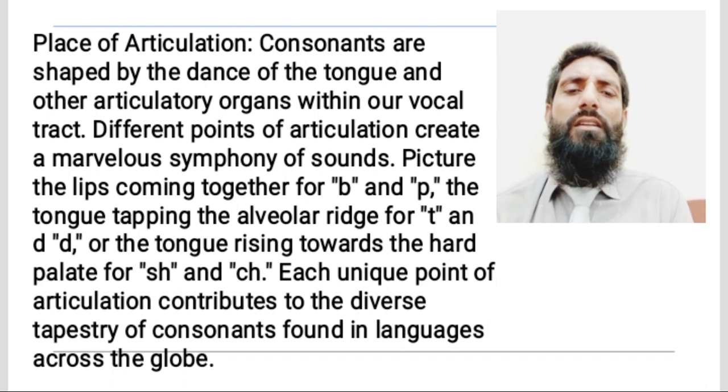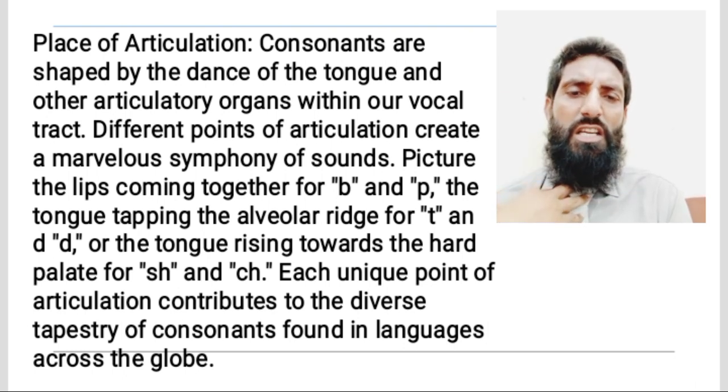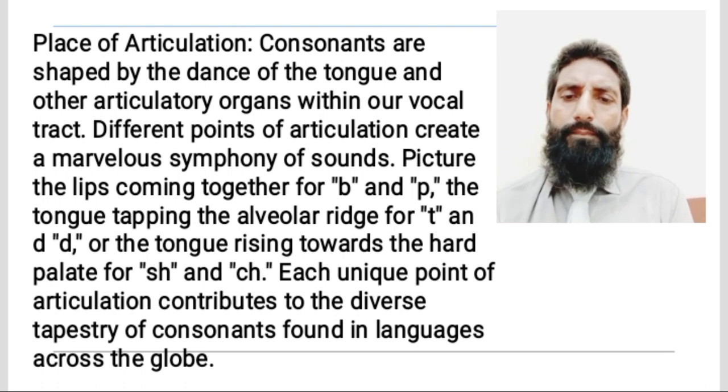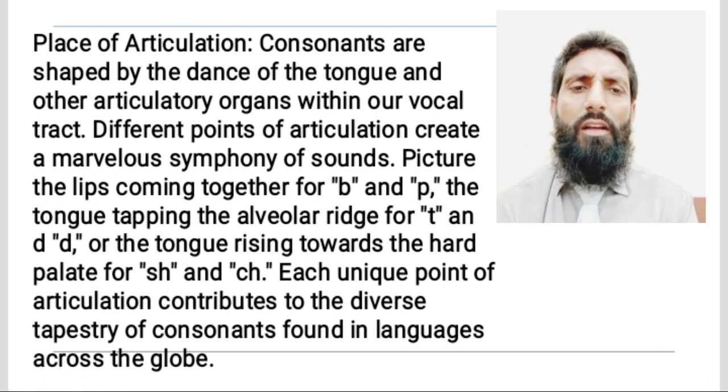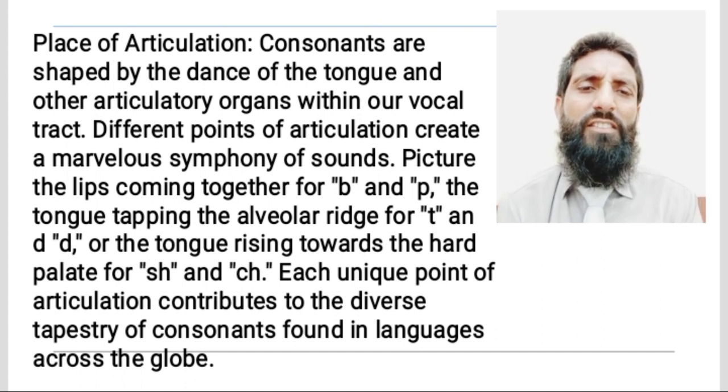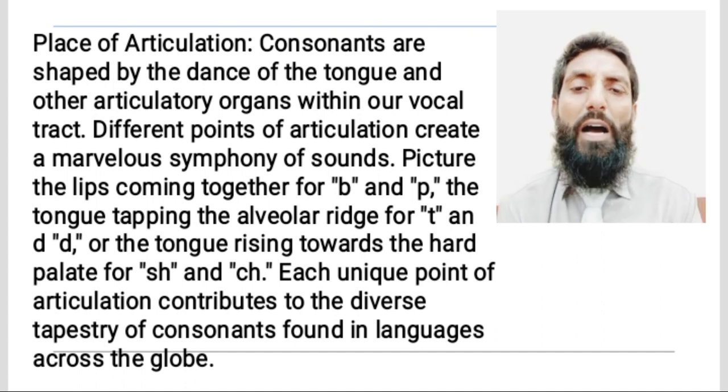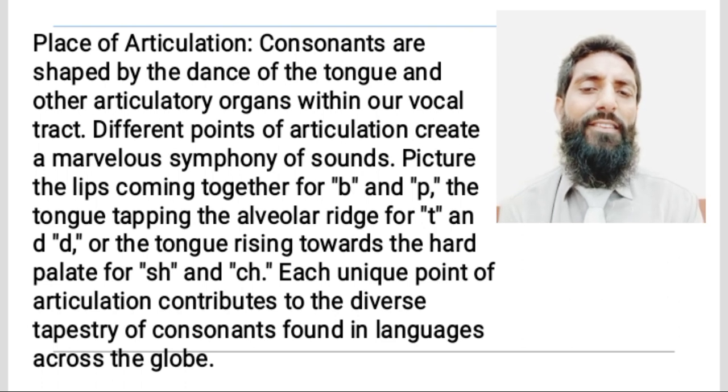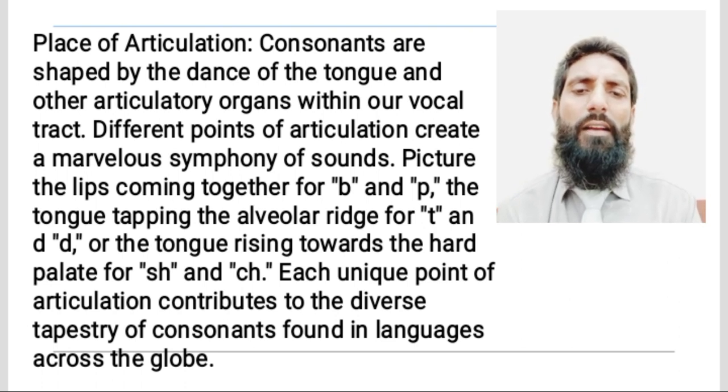Picture the lips coming together for B and P, the tongue tapping the alveolar ridge for T and D. And along with such directions, our tongue also moves upward while we pronounce sh. This is sha. And ch. This is cha. It also produces the sound of ka.